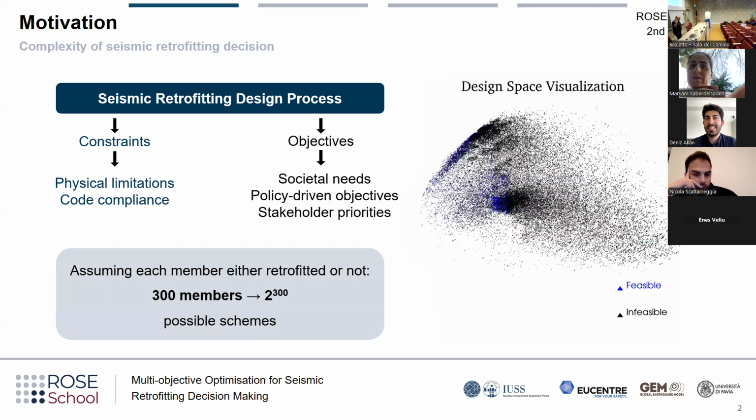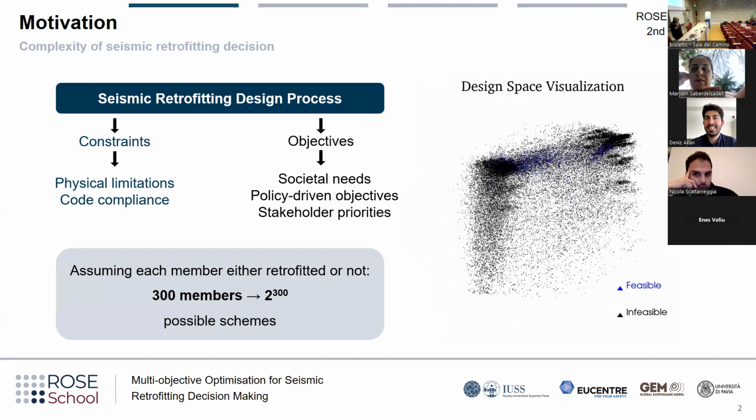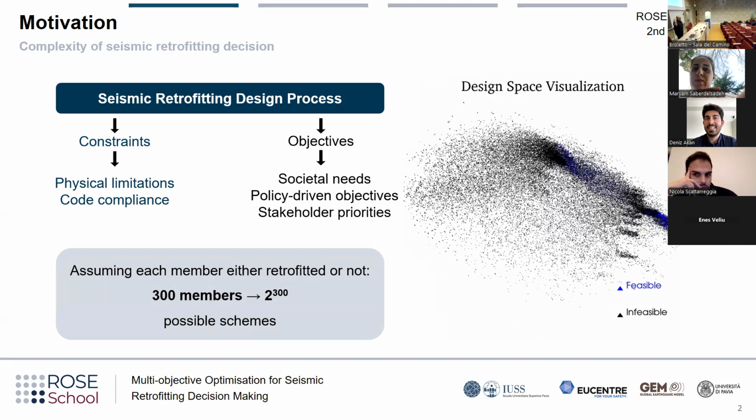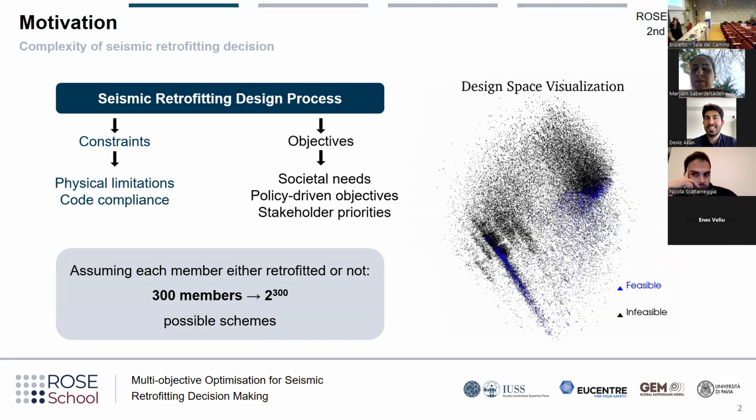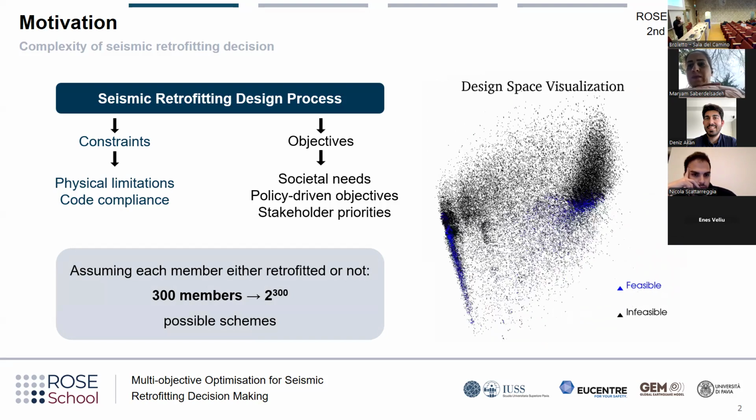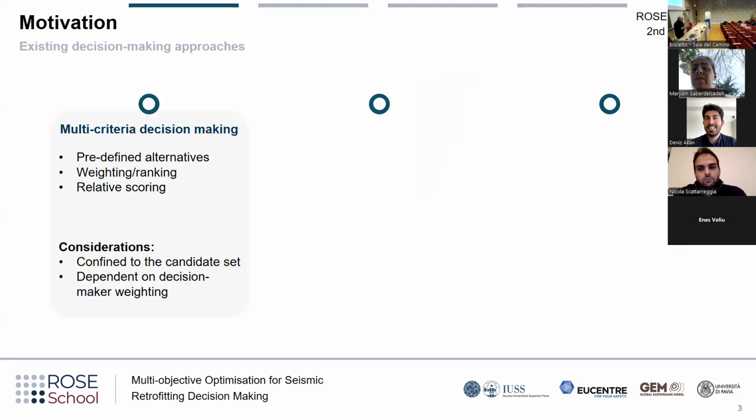And the visualization of the decision design space would look something like this. It has feasible and infeasible solutions. They are somehow clustered, but also smeared between each other. Imagine that this is only for the constraint part, and now we have the objectives. How are we usually dealing with that?